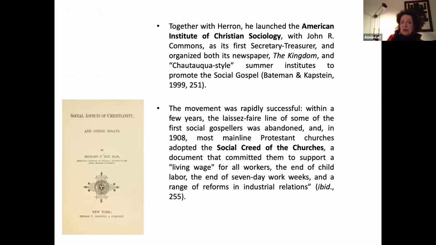He launches the American Institute of Christian Sociology, and he manages to convince most Protestant churches to adopt a document called the Social Creed of the Churches, where they committed themselves to support a living wage for all workers and to end child labor. I remind you that child labor was only abolished, or at least was the object of a law, in the United States in 1938, which is extremely late, about a century after most European countries.